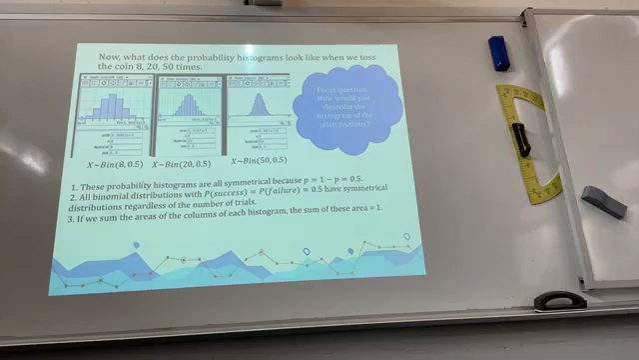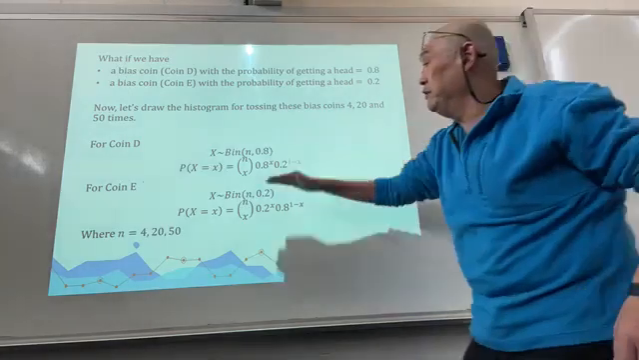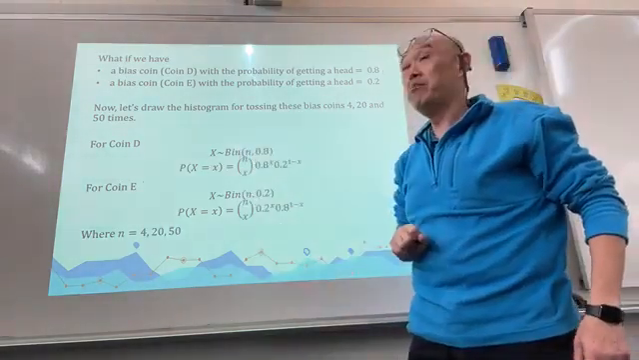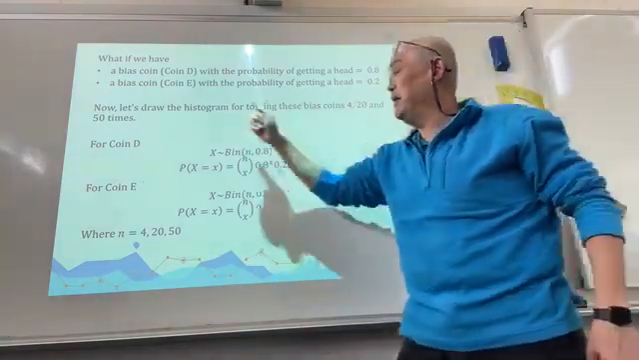Alright, now, let's think about another situation. If we have two biased coins, coin D with the probability of getting a head of 0.8, and the other, coin E, with the probability of getting a head of 0.2. If we toss the biased coins 4, 20, and 50 times, what would happen to the histogram? So we know that for coin D, this is the binomial distribution, and the probability of success is 0.8, and for coin E the success is 0.2. So n, we're going to look at 4, 20, and 50 times.